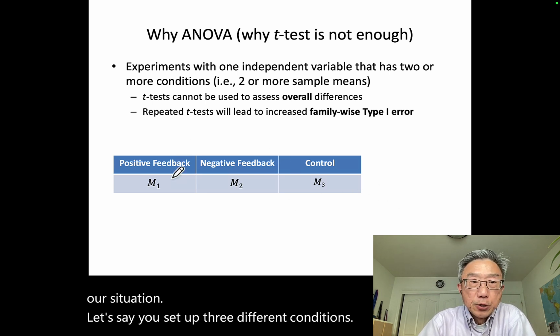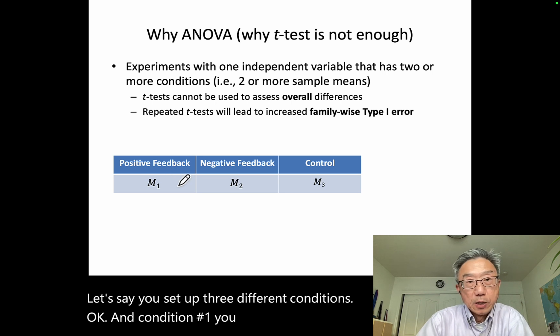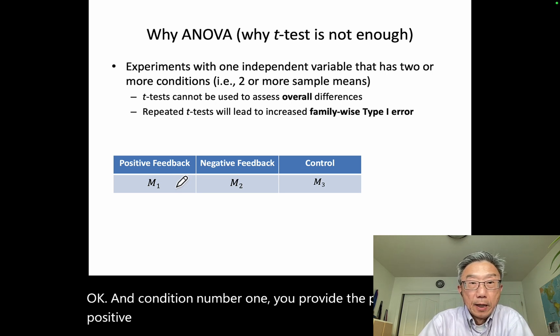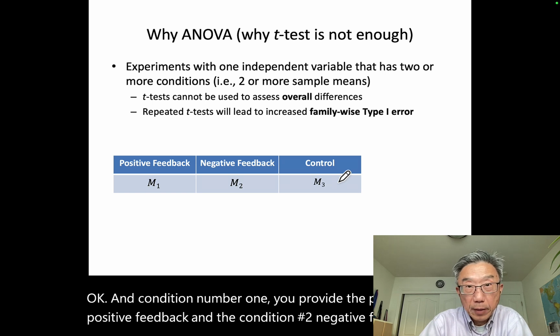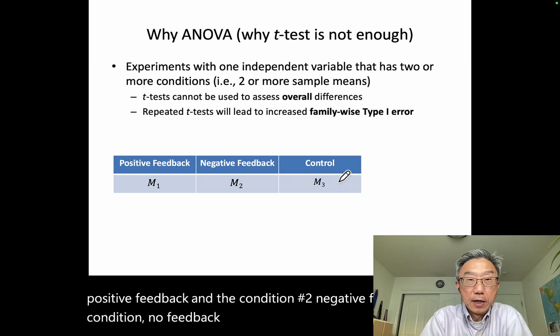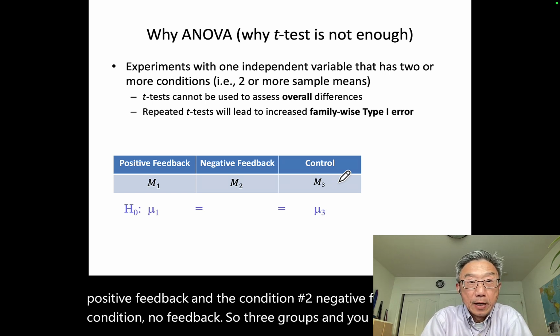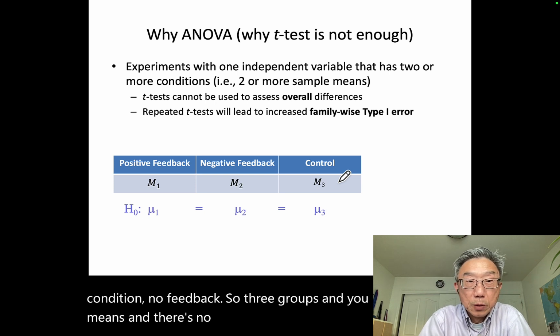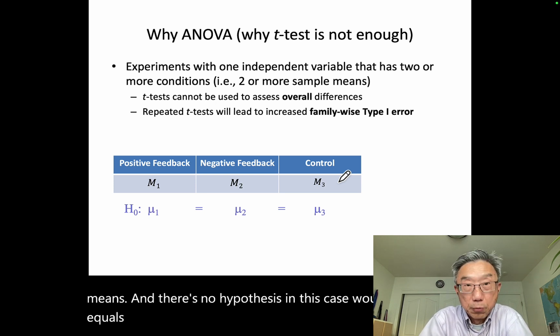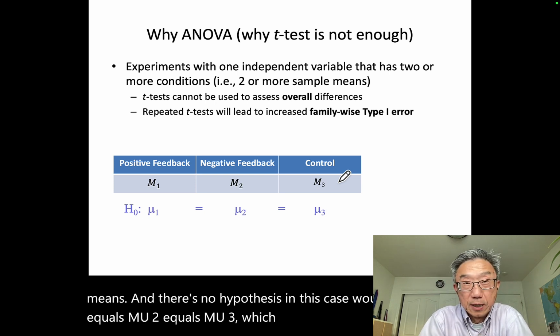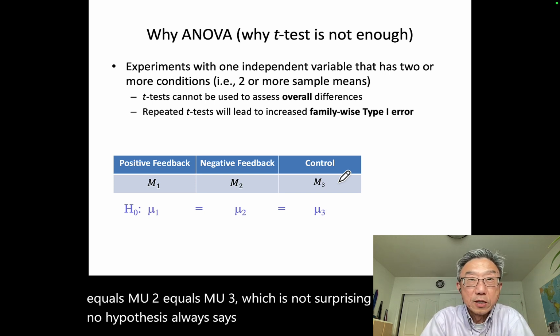In condition number 1, you provide the participants with positive feedback. In condition number 2, negative feedback. Control condition, no feedback. So 3 groups, and you have 3 sample means. And the null hypothesis in this case would be mu1 equals mu2 equals mu3, which is not surprising because the null hypothesis always says there's no difference whatsoever, right?